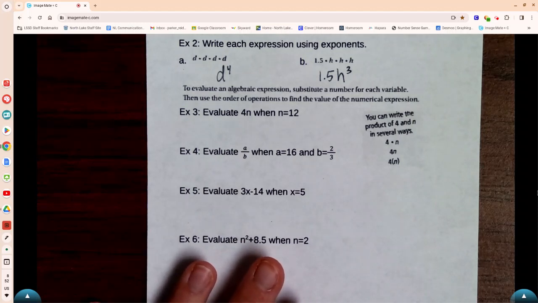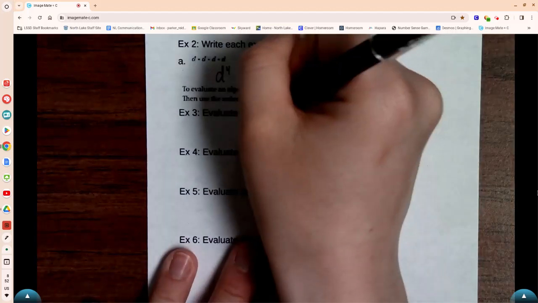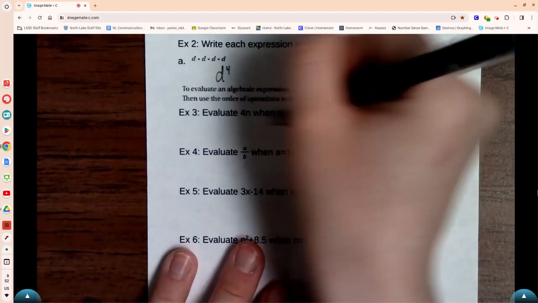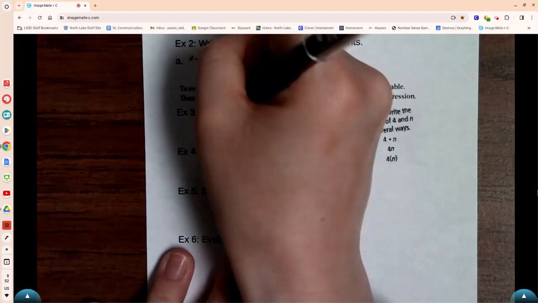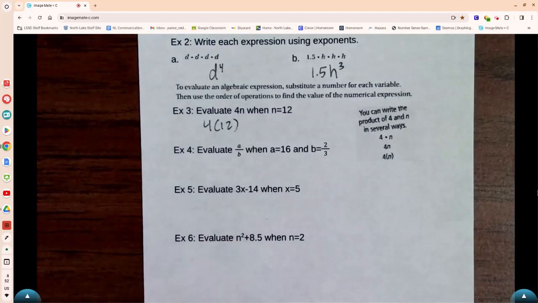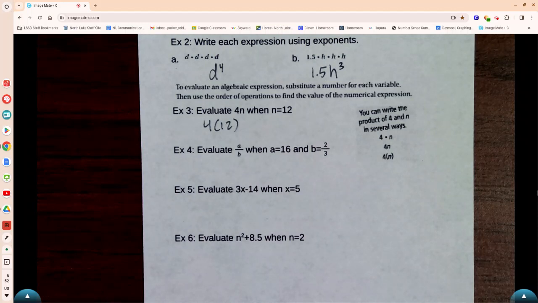4n is 4 times n. Correct. So when I substitute, when I take out n and put 12 in, I want to make sure in some way I indicate that they're being multiplied and it doesn't just mean 412. I write it like this because this is what you will end up seeing a lot as you move forward in math, like writing it in parentheses.